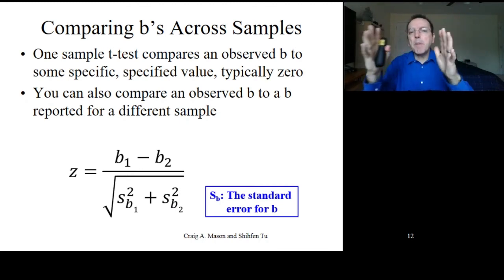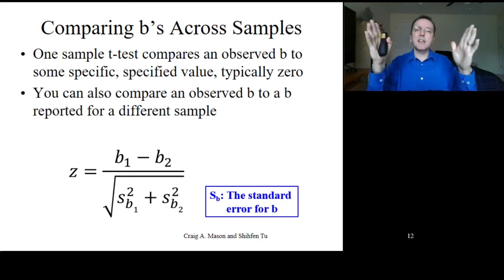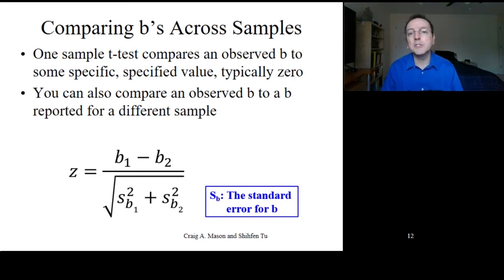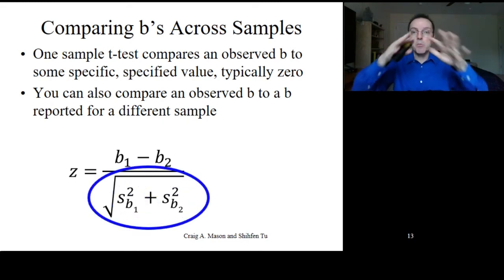Now remember, the standard error of a regression coefficient, that's that S sub B, is the amount of variability we expect to see in our estimates of a regression coefficient from sample to sample. That's why we use it as our yardstick in our t-test for regression coefficients. But in this case, we're talking about comparing estimates for two regression coefficients from two different samples, each with their own standard error. So we need to factor in both standard errors into our equation. To do that, we square each standard error, then add them up and take the square root of that sum.